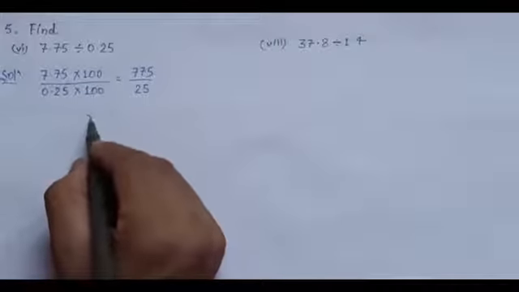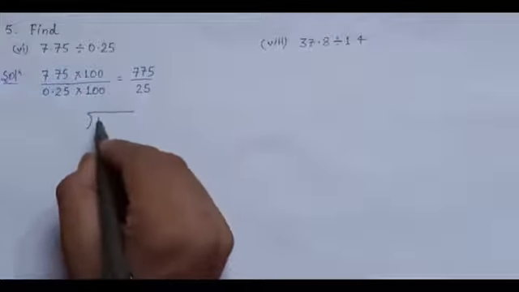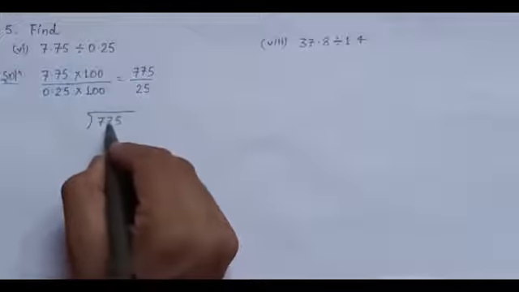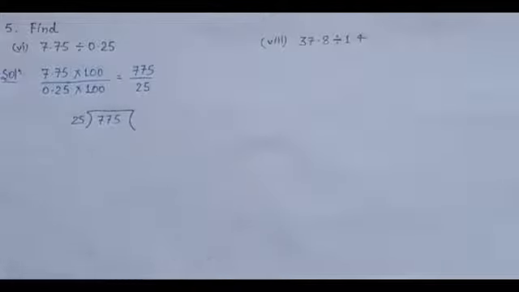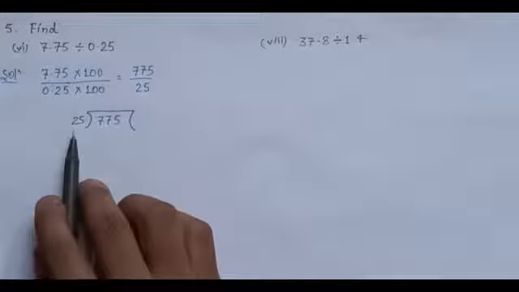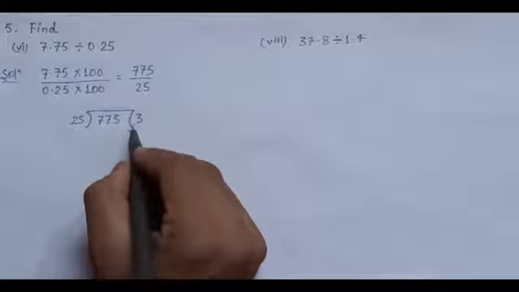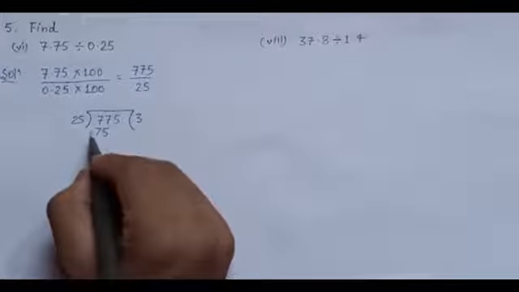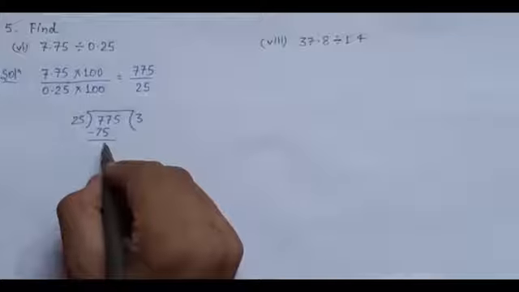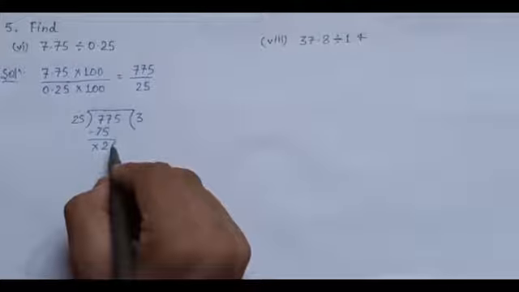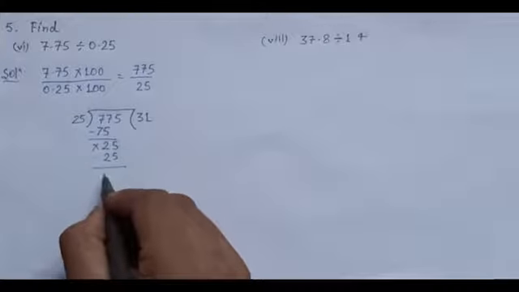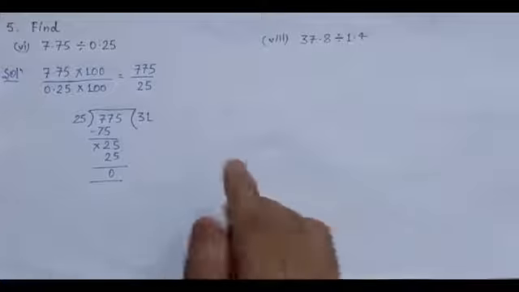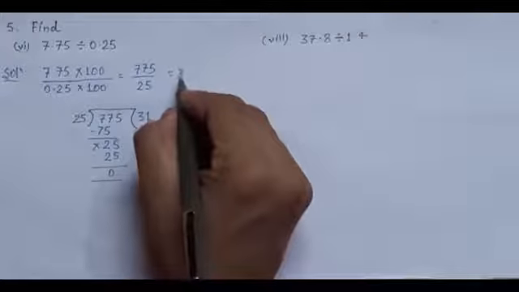So let us do it. Our dividend is 775 and divisor is 25. Let us do the division as we do in the case of whole numbers. 25 times 3 is 75, so we have remainder 2 and the next digit 5. 25 times 1 is 25. So remainder is 0. Hence our answer is 31.